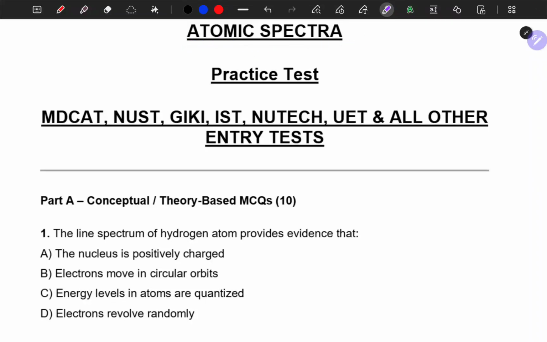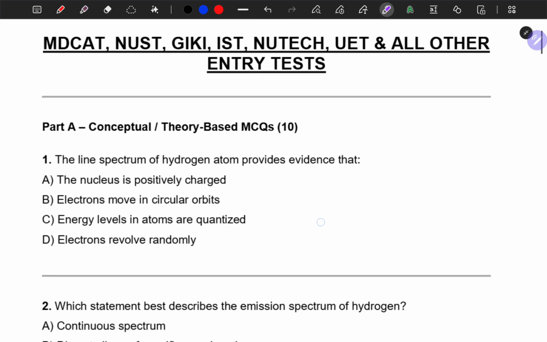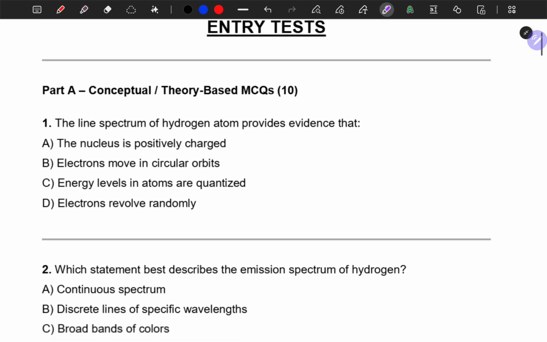Atomic Spectra from class 12, practice MCQs test, specifically designed keeping in view the syllabus for MDCAT, and also helpful for all these institutes in the engineering admission entry tests. Quickly, we start with the first question. The first 10 questions are based upon conceptual and theory-based content.